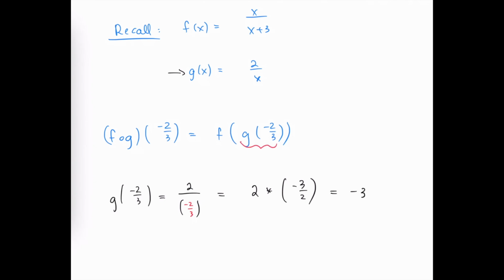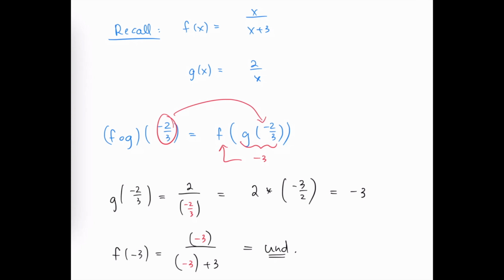And when we try to plug negative 3 into the f function, now we can see why that is a problem. Negative 3 causes the f function to be undefined, and the domain element that we started with was negative 2/3. Negative 2/3 is the element that passes through the g function to become the domain restriction on the f function, and that is why it's not part of the domain.